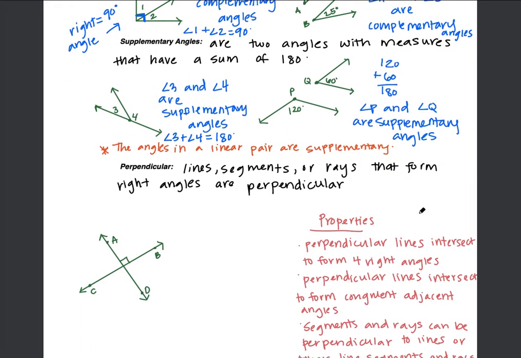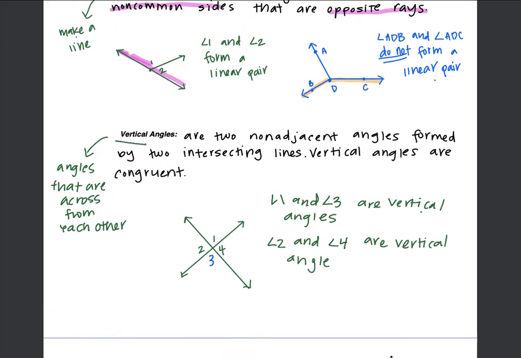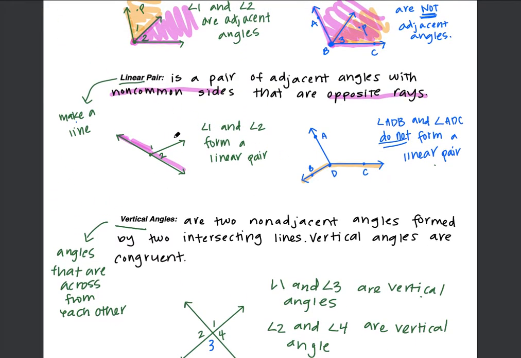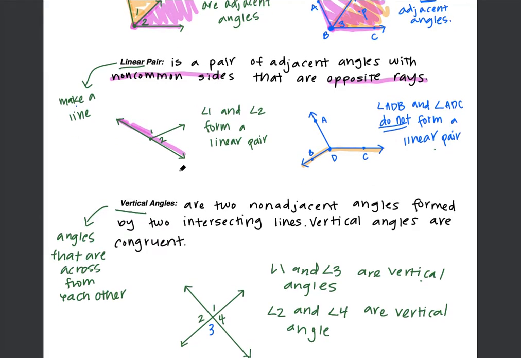Okay, and just a little note here at the bottom, I put that the angles in a linear pair are supplementary, right? So if we go back up to linear pair, remember how I said linear pairs, like this example right here, form a line. A line is always 180 degrees. So if you have two angles that are linear pairs, they are also supplementary because they add up to 180 degrees because they form a line. Okay.